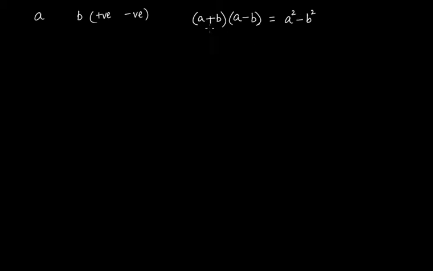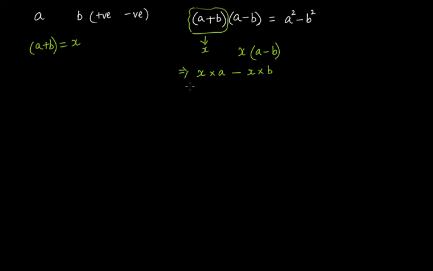Let's suppose that we take a plus b as x. Let's assume that this is x. So we are assuming that a plus b is equal to x. Now we have x multiplied with a minus b. This can be written as x times a minus x times b. What's this? This is the distributive property of multiplication over subtraction, right? This is a property.